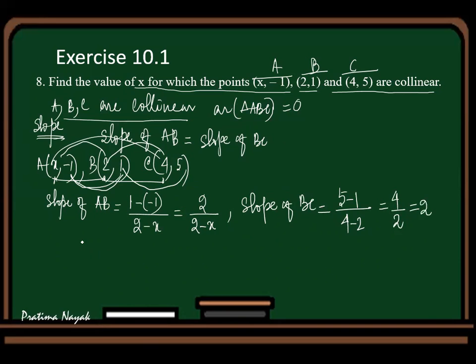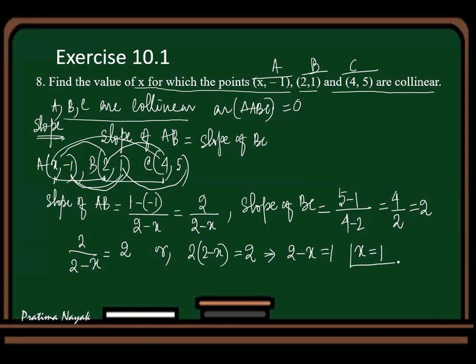So I'll make them equal. So 2 by 2 minus x is equal to 2. Or 2 into 2 minus x is equal to 2. Or 2 minus x is equal to 1. Then x is equal to how much? x equal to 1. So this is the answer. Okay.